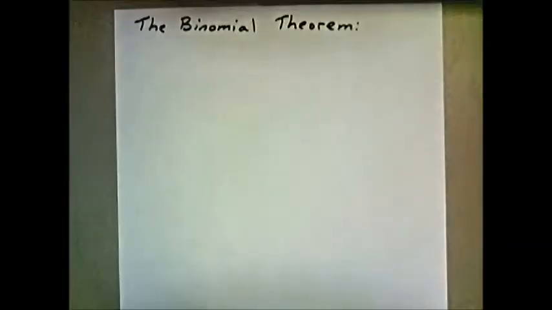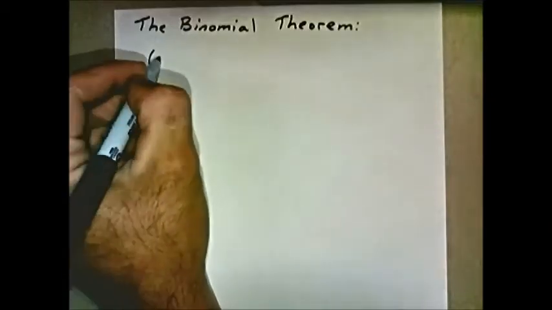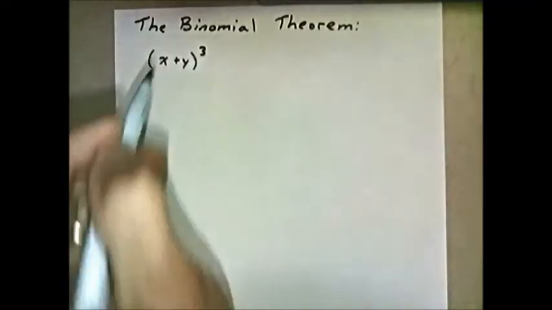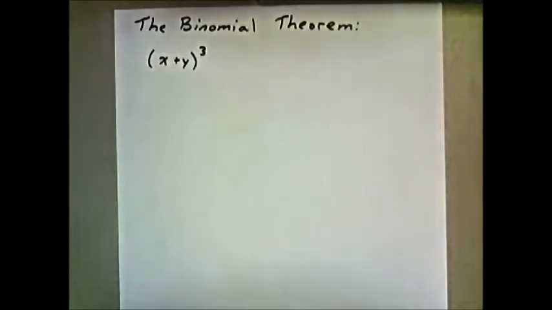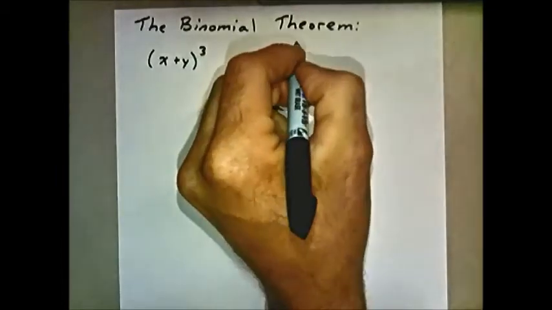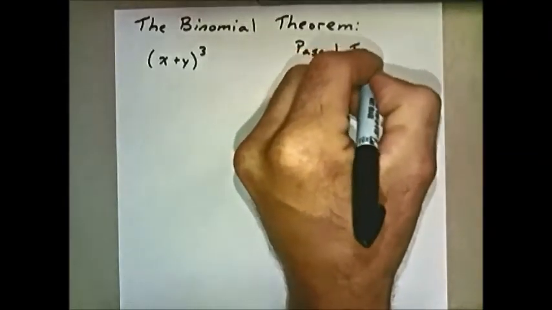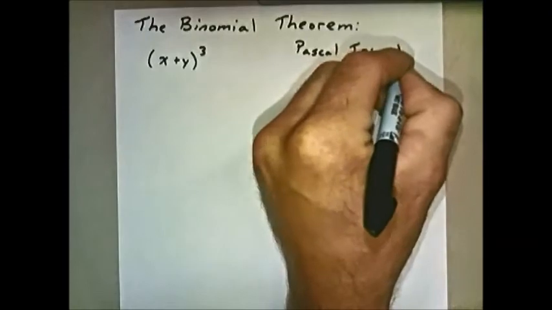The binomial theorem is going to allow us to expand a binomial, for example, x plus y, to any exponent, say to the third. In order to use the binomial theorem, we need to bring in Pascal's triangle. Pascal's triangle is named after Blaise Pascal, a French mathematician.